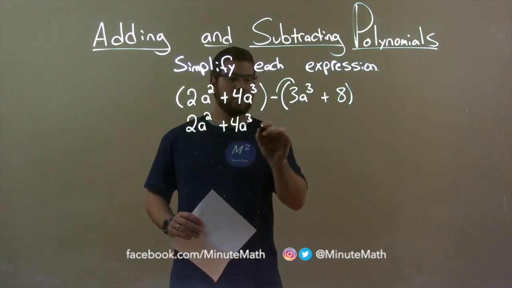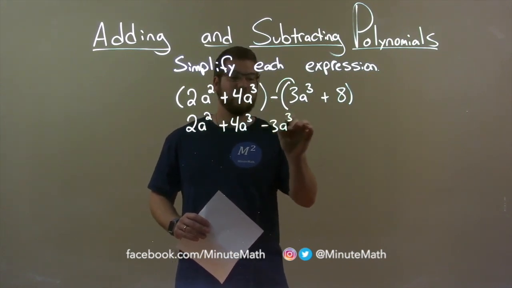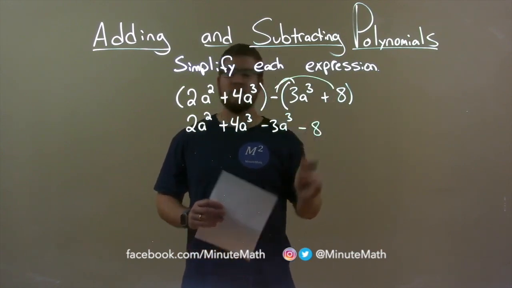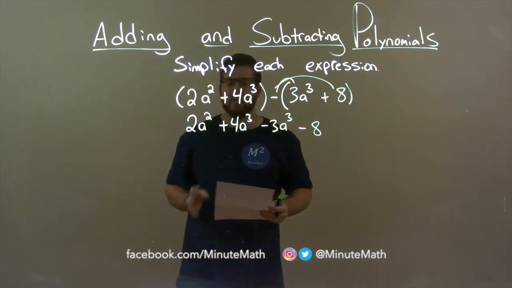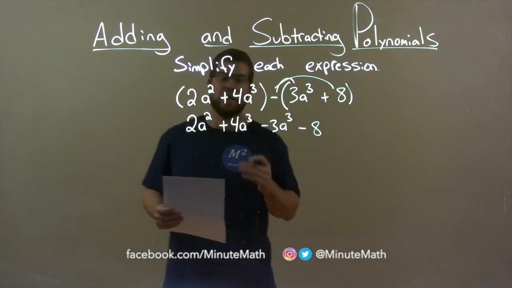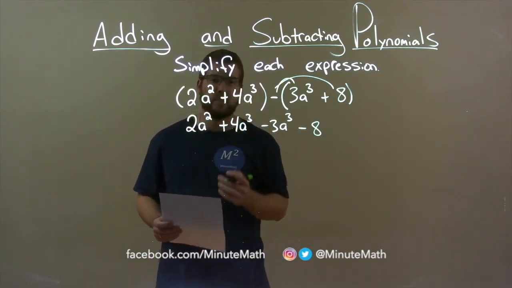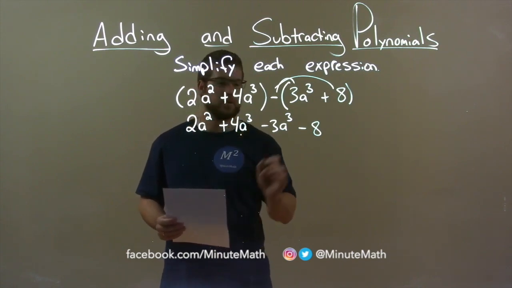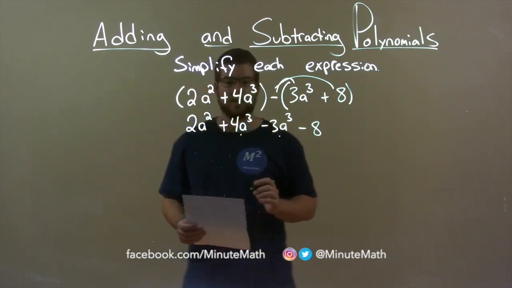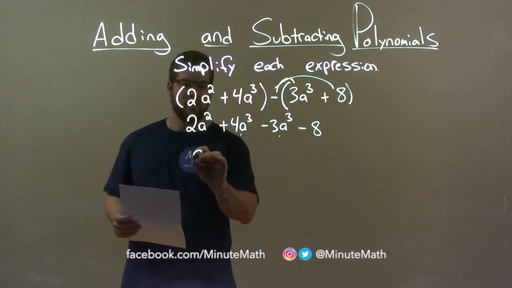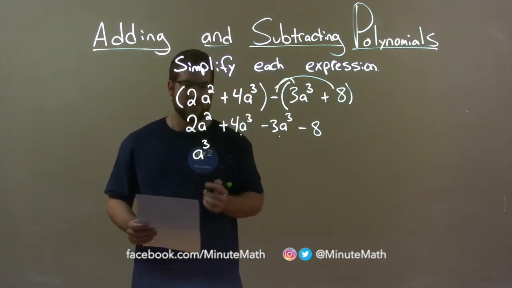Minus to the 3a to the third power is a minus 3a to the third. Minus again over, and we have a minus 8 right there. Okay? So now we want to combine our like terms. I see we have a to the third, and that's our highest degree, so let's deal with that first. We have 4a to the third and a minus 3a to the third. Together, 4 minus 3 is 1, so we just have a to the third, or 1a to the third.